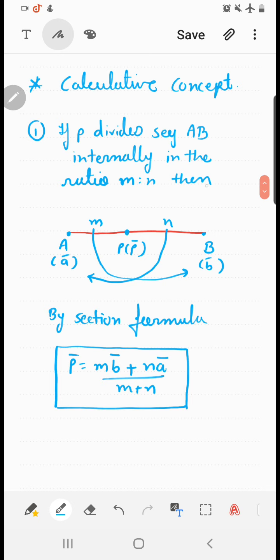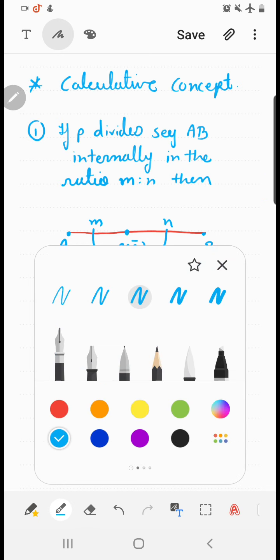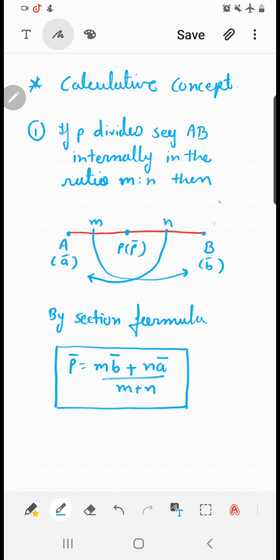then what we do, we draw a diagram where we draw a segment. First, who divides, P divides. To whom it divides? AB it divides. In what ratio? M is to N. And then M goes to B, N goes to A. And looking at the diagram, we write the formula and then we substitute the value. Likewise, instead of this, suppose we have external section formula.